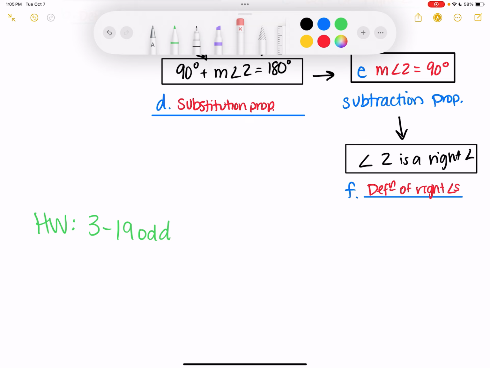All right, and then also on here, some mixed review to keep us ready for our quiz is 29 through 36 all, but they're really easy. It's just off the stuff that we did basically yesterday and a little bit from last chapter.